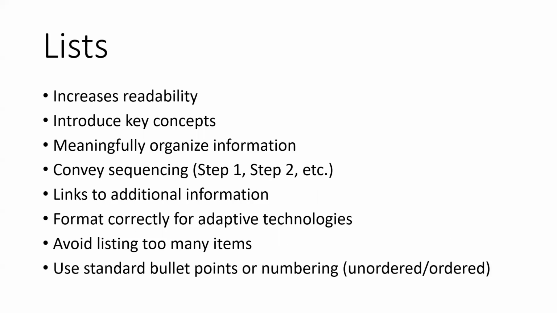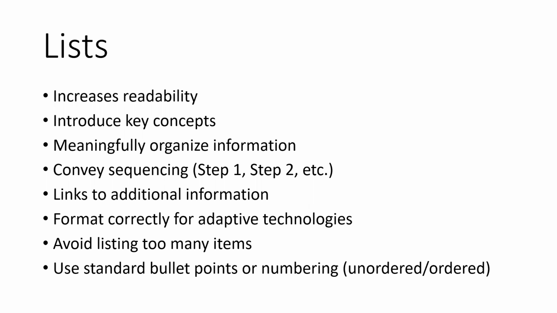Lists. Lists increase readability, introduce key concepts, and meaningfully organize information. They convey sequencing such as step 1, 2, 3, etc., and can link to additional information. Formatted correctly, lists can greatly increase the scanning ability of sighted users and of adaptive technologies. Users are able to comprehend text more quickly than reading through a wall of text.